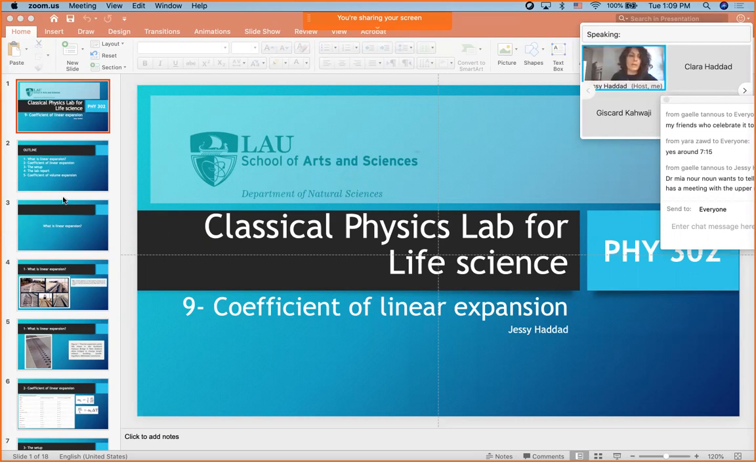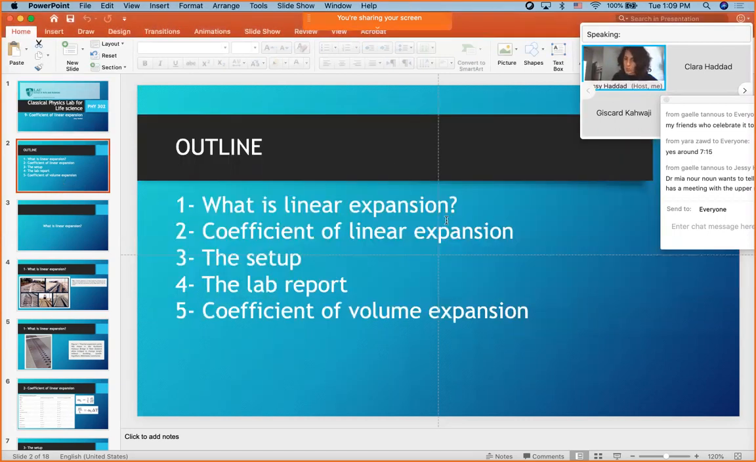So linear expansion, this is the outline I would want to follow. What is linear expansion in general? How to calculate, or measure indirectly, the coefficient of linear expansion, like what do you need to measure to be able to find it? What is our setup? How does it function? And you will see the physics is easy, the procedure is easy, the setup is easy to understand, and the lab report is so tiny.